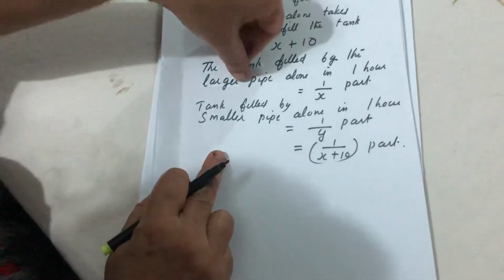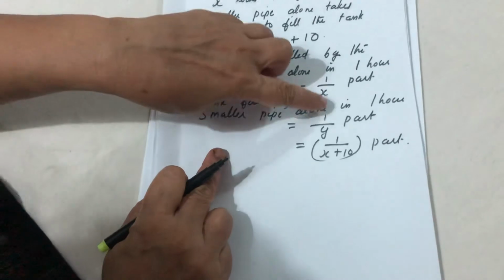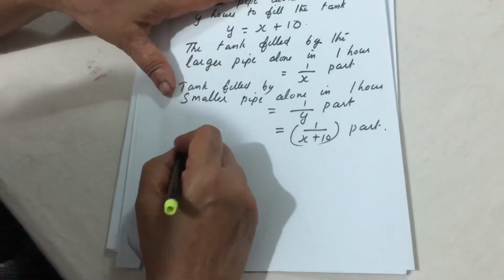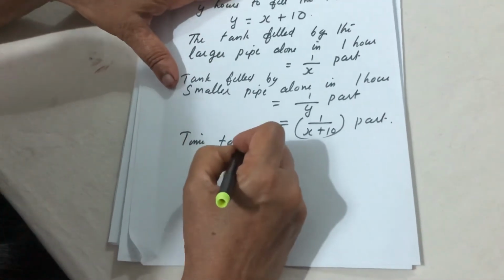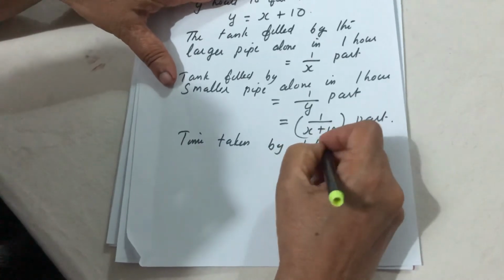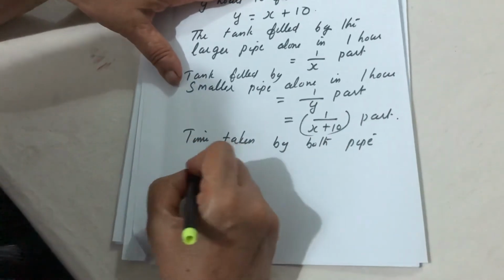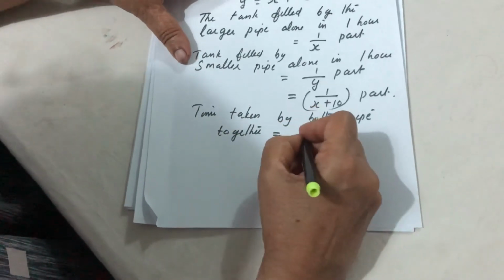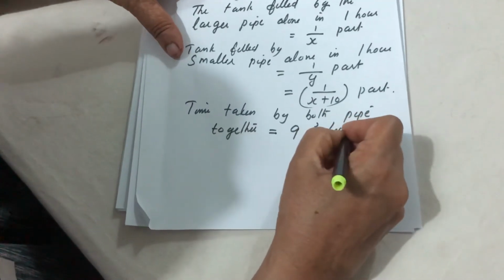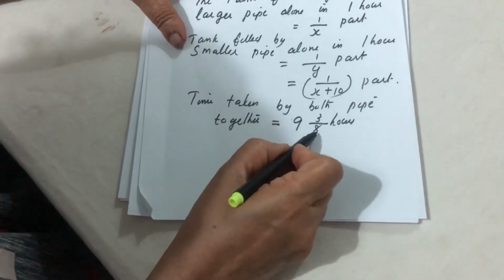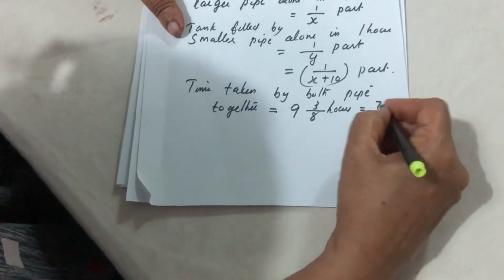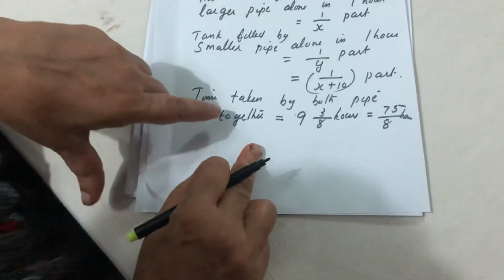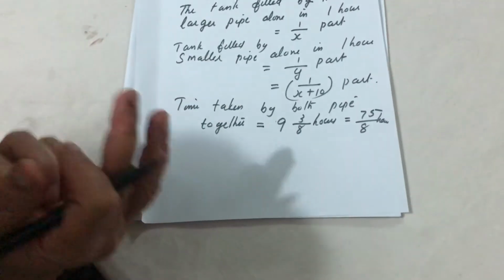So 1 hour work of the larger pipe is 1 by x, and 1 hour work of the smaller pipe is 1 by y. And it is given that the time taken by both the pipes together is 9 3 by 8 hours. That is 9 eights are 72 plus 3 is 75 by 8 hours. This is the time taken by both the pipes together to fill the tank.